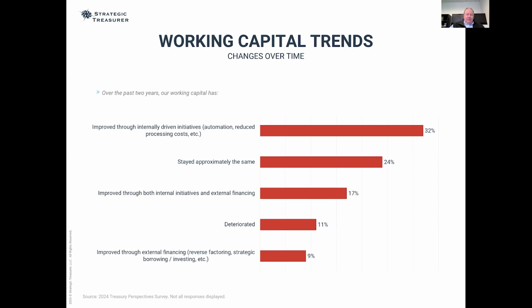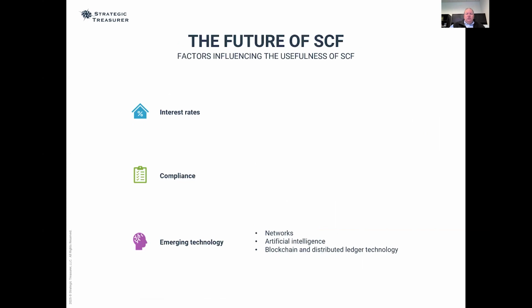1 out of 9 indicated it deteriorated. So not everything is positive. Some things are a challenge. And then lastly, improved through external financing, this third party mix, and about 1 out of 11 saw that. So 3 improvers, 58%, and 35% either stayed the same or deteriorated. So mostly it's an improvement, and that's a factor of people investing in it, spending time on it, and making sure it works. So what's the future of supply chain financing?